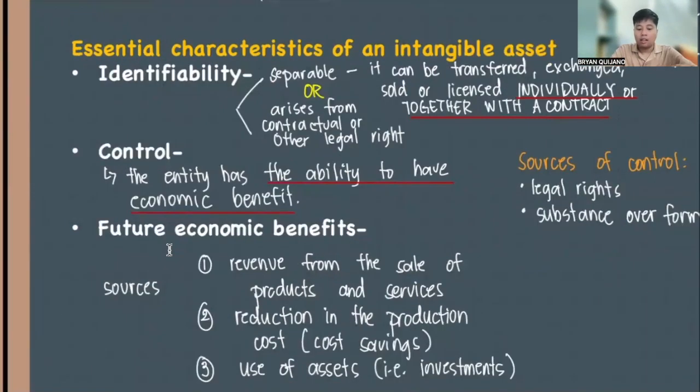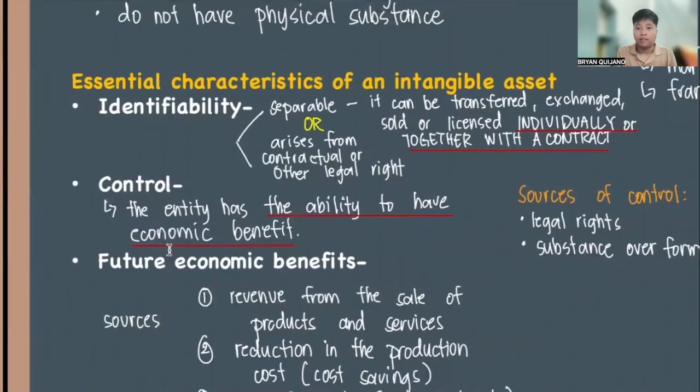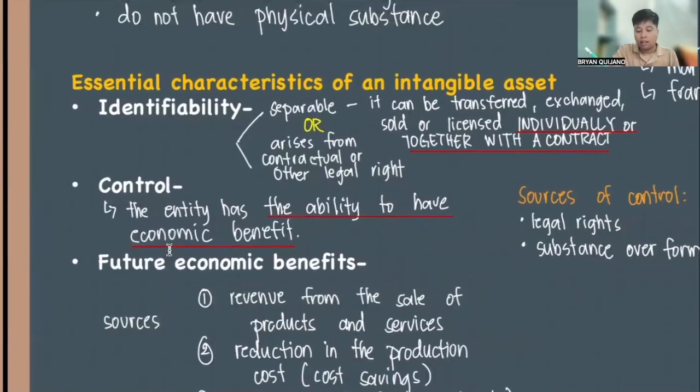There are three essential characteristics of intangible assets: identifiability, control, and future economic benefits. For us to say that an intangible asset is identifiable, the first thing you have to remember is that it has the capacity to be separated, or it arises from a contractual or other legal right.